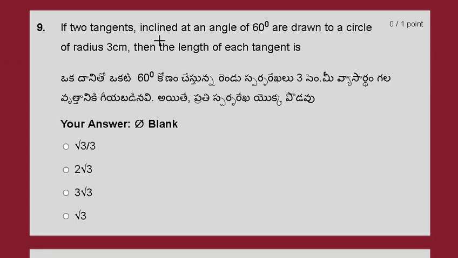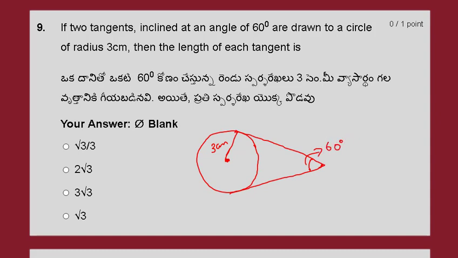Let us see the next one. If two tangents inclined at an angle of 60 degrees are drawn to a circle of radius 3 centimeter, then the length of each tangent is. To solve this problem, let us draw a triangle and the tangents drawn from an external point. This is the radius of the circle, 3 centimeter. The angle between the two tangents is 60 degrees. We know that the angle between radius and tangent is 90 degrees. So if we join the center and the external point, the triangle formed is a right triangle.